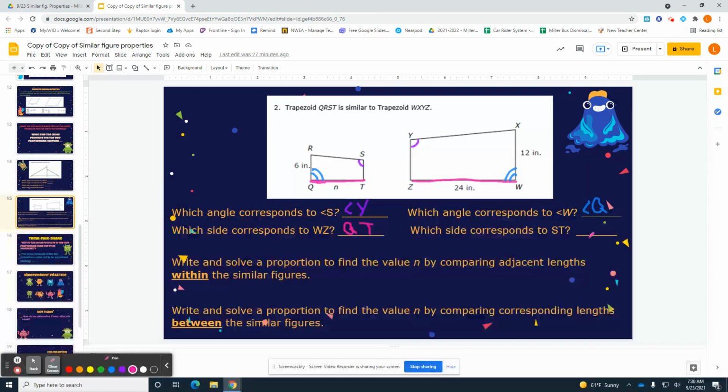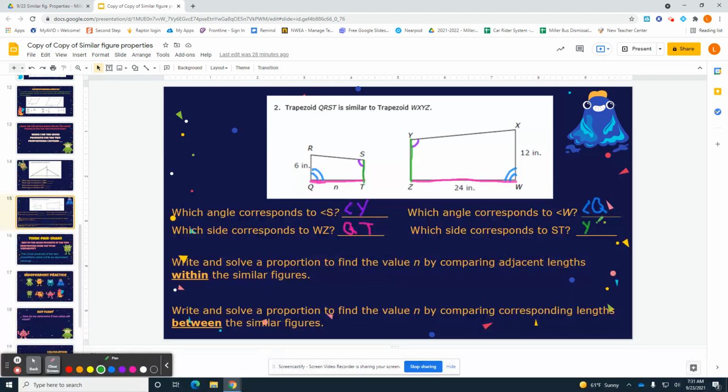And then which side corresponds to ST? So let's look at ST. ST is here. So which side is going to correspond to ST? Is it going to be YZ or XW? So look at your trapezoid here. Is it the wider side of the trapezoid or the smaller side of the trapezoid? The thinner side. Yeah, it is the thinner side, right? So ST is on the thinner side. So which is on the thinner side? Is it YZ or XW? If you said YZ, you are correct.